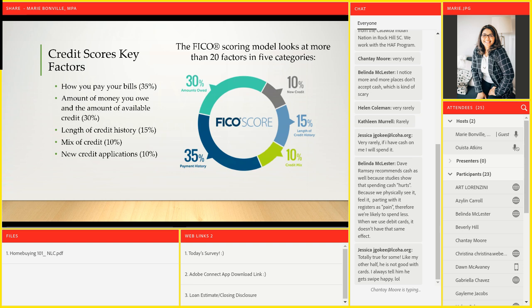The amount of money you owe and the amount of available credit. This is super important. So one of the things, going back to the different types of credit, if you have a revolving account, for example, let's go back to that $1,000.